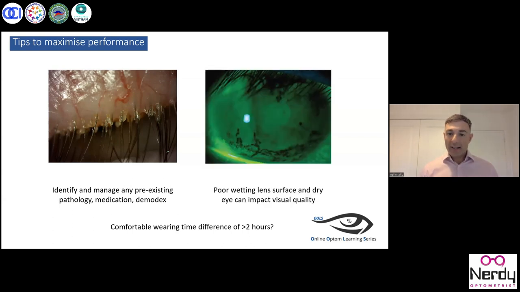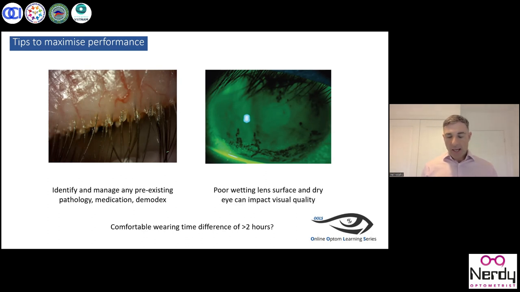Of course, if we're not getting a good wetting surface and dryness occurs, that can impact visual quality as well, because we know the tear film is that final small part, maybe around 10% of our visual system. So again, it's really important that we check that surface too. And maybe there are red flags and things that we can look for along the way.